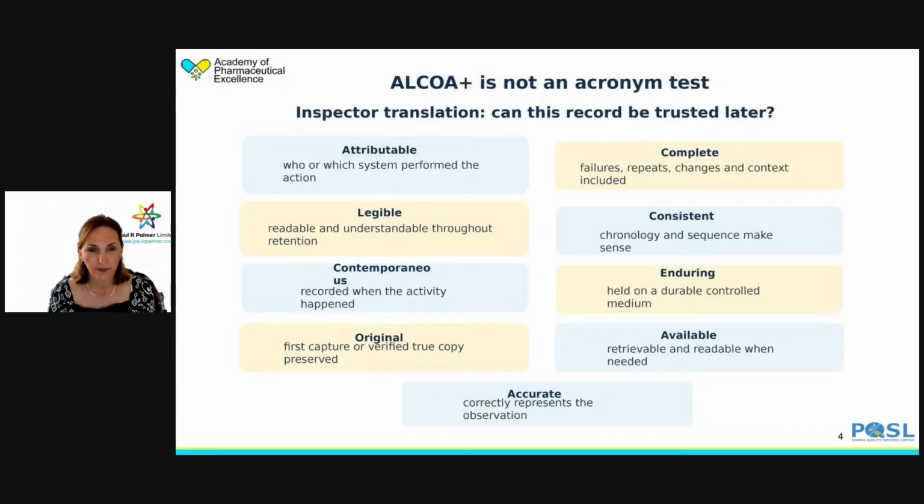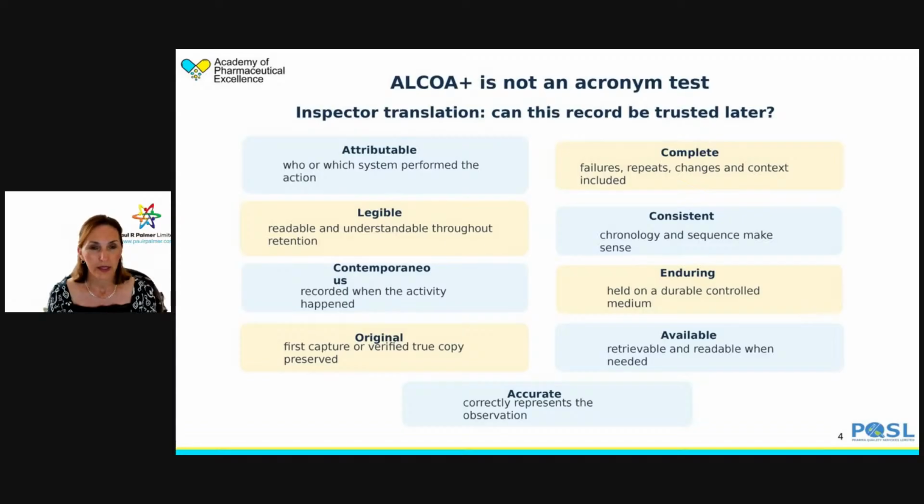Consistent means the chronology and the sequence make sense. That is very important, because if you don't set your chronology correctly at the beginning, when you're reviewing that record or someone else reviews it in time, the chronology is what makes us understand. And if it's not there, then it's difficult to understand what happened and when.